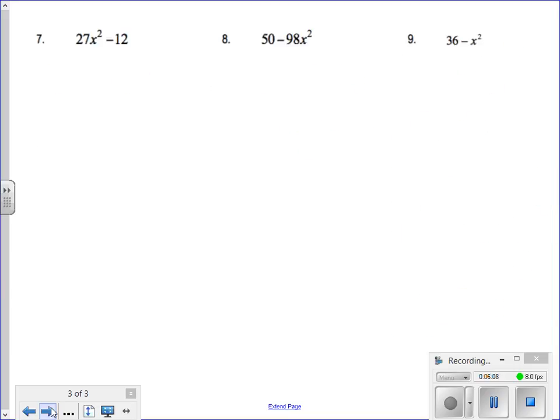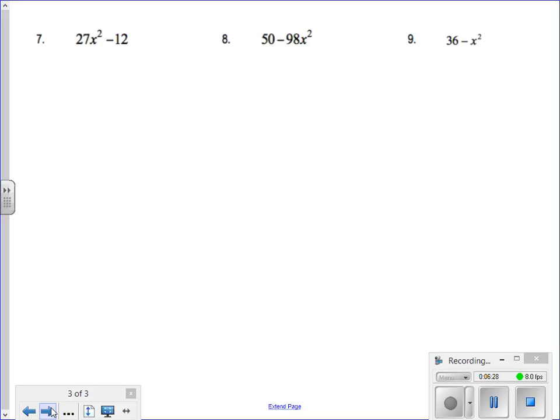All right, last 3 problems on the notes. I have 27x squared minus 12. Okay. Can I take the square root of 27? That's what I have to figure out. Well, if I take the square root of 27 and put it in my calculator, I'm going to get a really weird decimal. Same thing with 12. I can't take the square root.